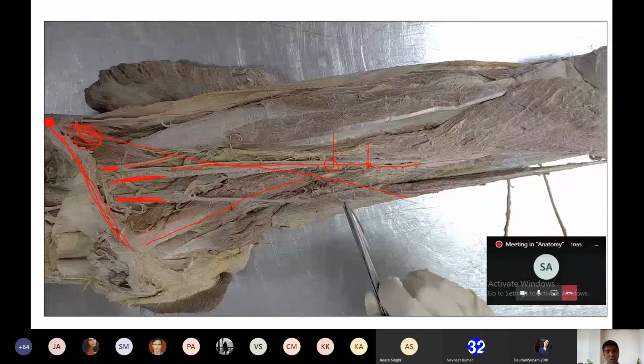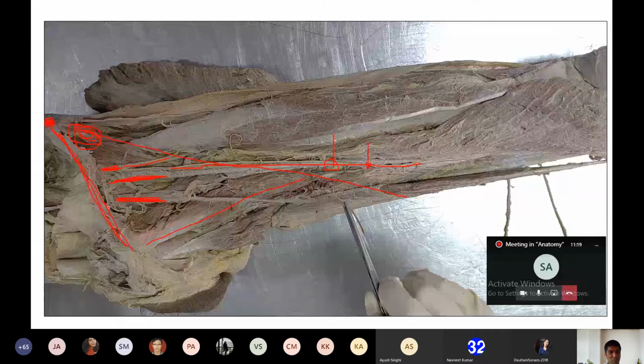If you want to note down, you can quickly note down. If you want to remember the things, you can remember. We have already discussed enough in the dissection hall, and on that basis we are again discussing for your review. So this one is the saphenous nerve, another important structure for the practical. Can you identify all these three structures? Femoral vein, femoral artery, and this one is the saphenous nerve.